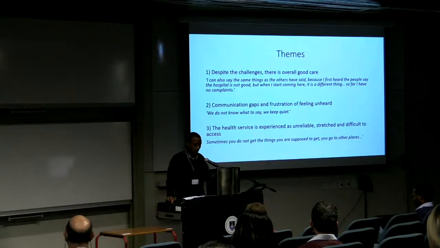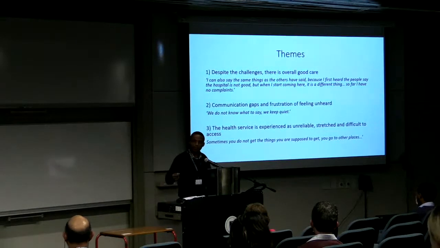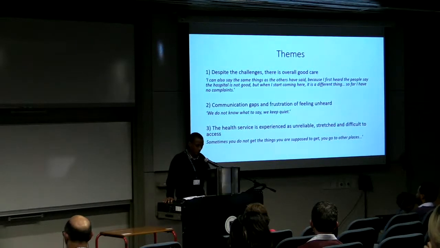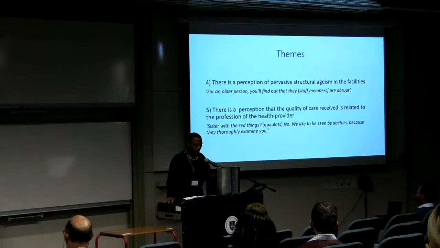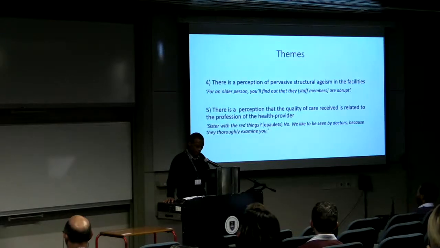The third theme was that the health system was experienced as unreliable. There was a persistent view of it being stretched. This led clients to report having to resort to other means of attending to their needs and making the system work for them, including corrupt practices like bribing their way to get services. The other theme was pervasive ageism. There were explicit and implicit references to ageism throughout the data, and the view was consistently expressed of being treated differently because of being older.